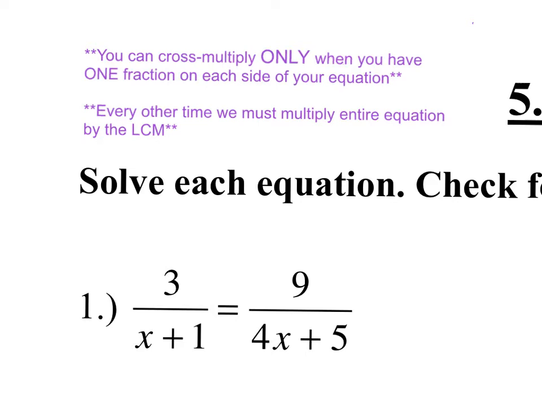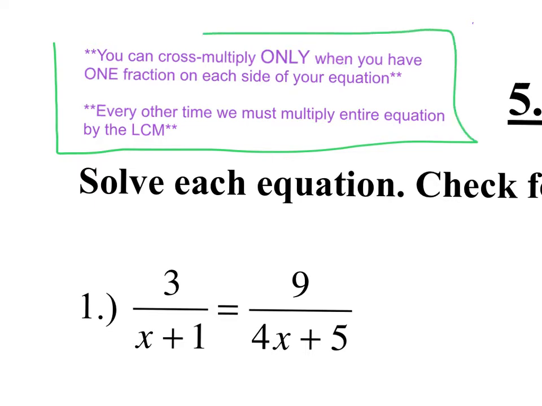rational equation. One way is to cross multiply. Now, it's important that you guys pay attention to this because you can only cross multiply when you have one fraction on each side of your equation. So like for number 1, we have one fraction on each side. We have 3 over x plus 1 on the left and 9 over 4x plus 5 on the right.